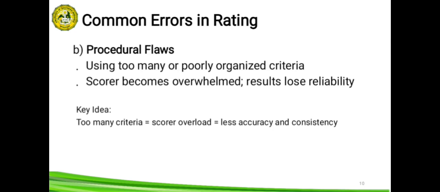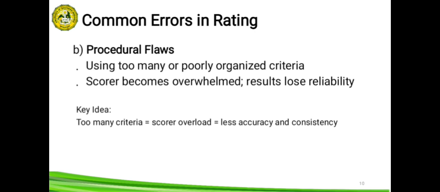And where scorer becomes overwhelmed, results lose reliability. With too many details, their judgment becomes inconsistent. They might score differently for similar performances or forget to check some items. It makes the scores less reliable. They might give a different result.